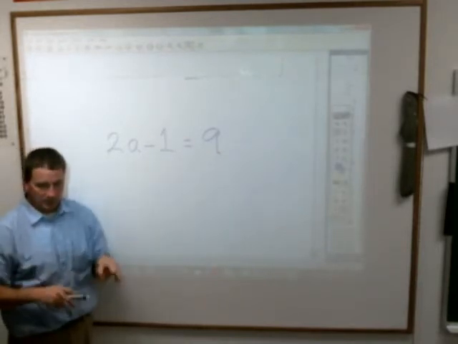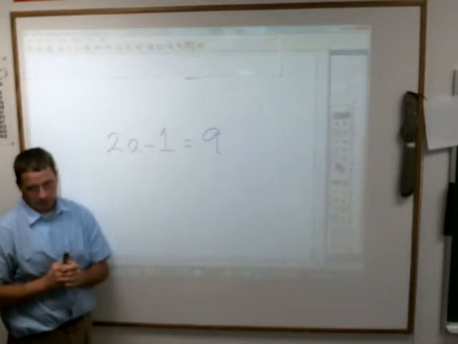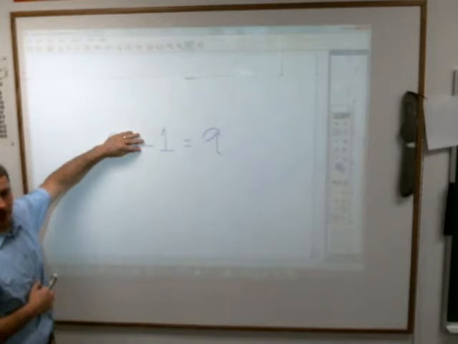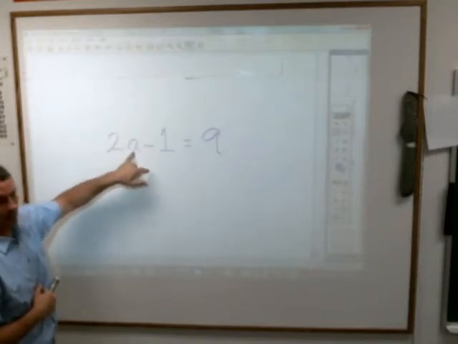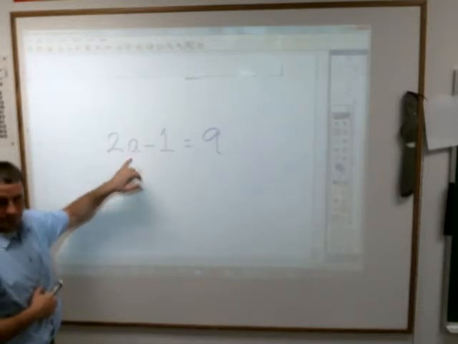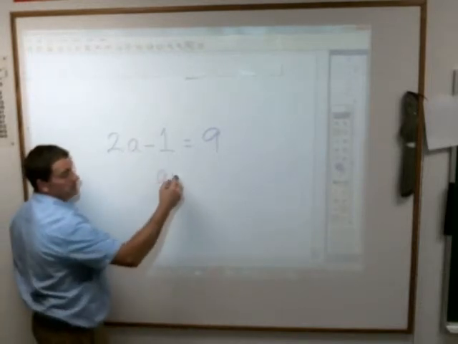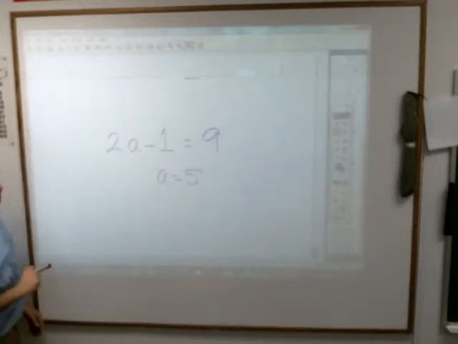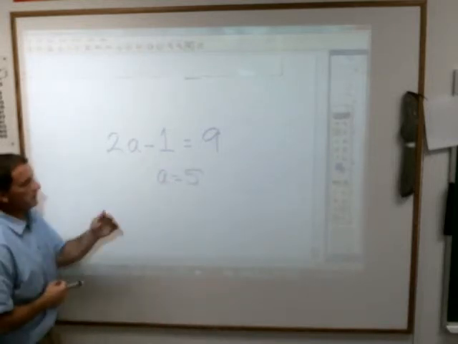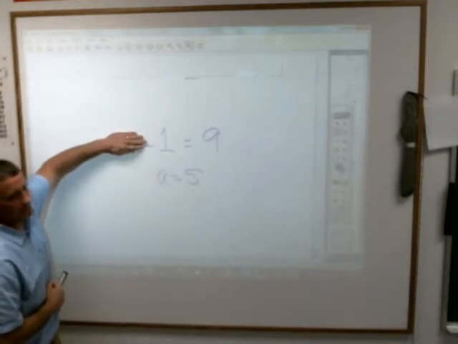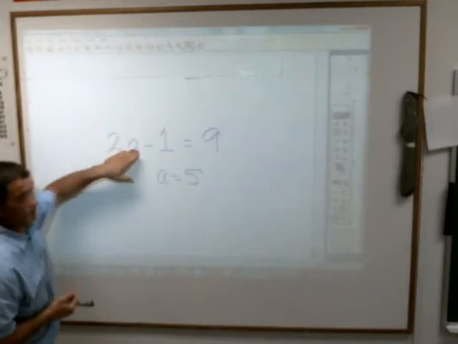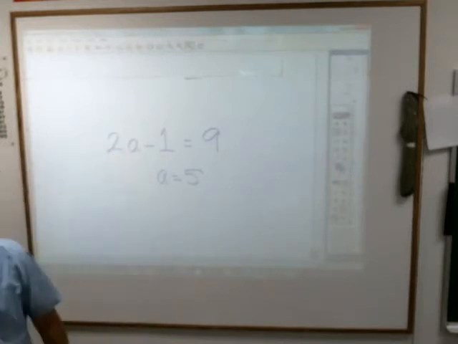The thing to think about here is you actually have to think backwards. What number, when you subtract 1 from it, gives you 9? 10. So 2 times what number gives you 10? A equals 5. If you think about doing it backwards, it's actually a little easier. This has to be 10, so 2 times what number is 10? That'd be 5.